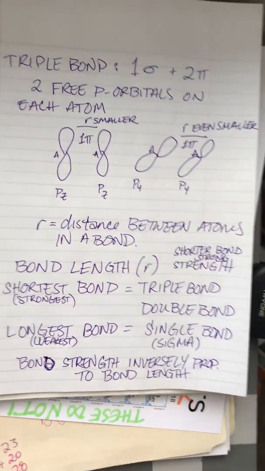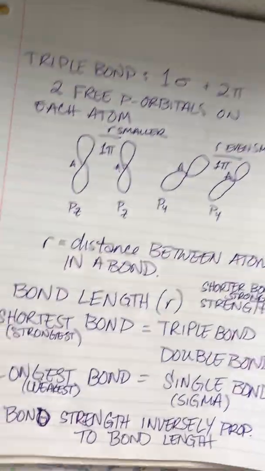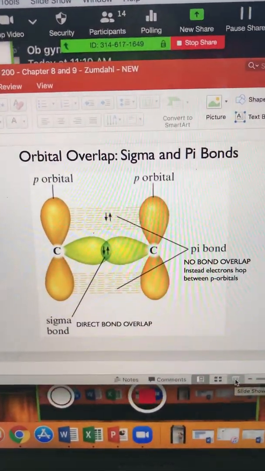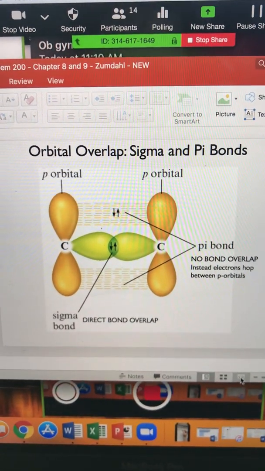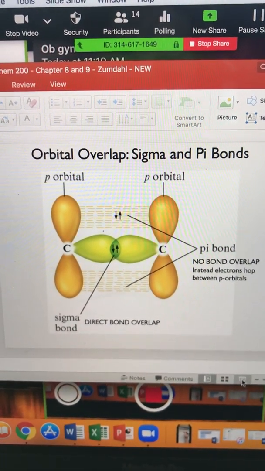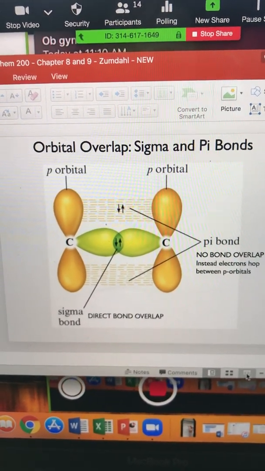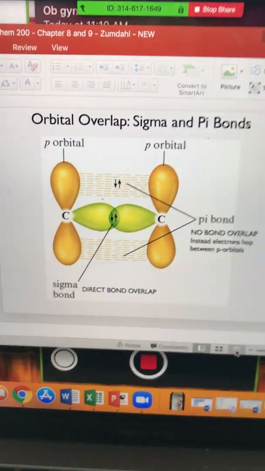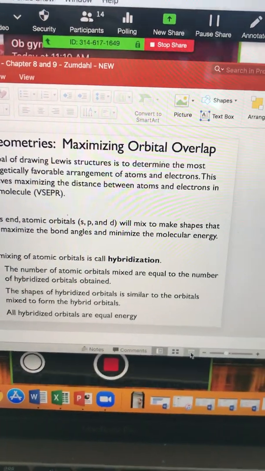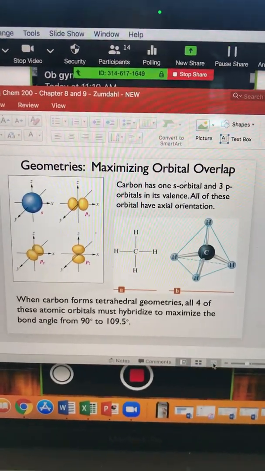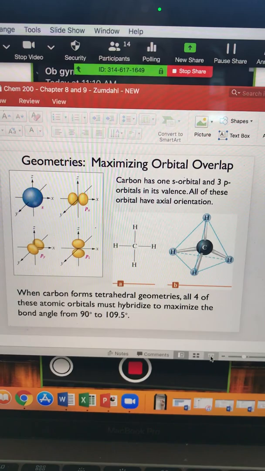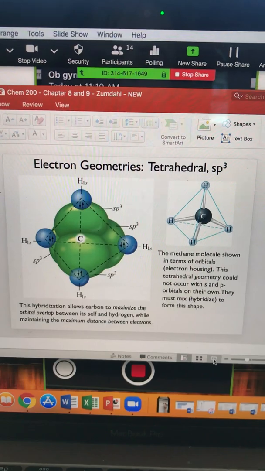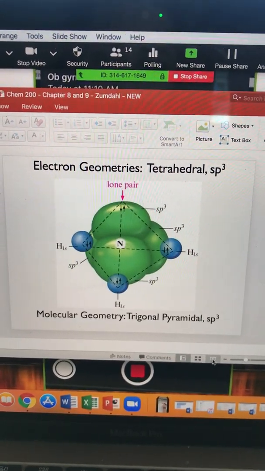Alright, I'm going to do something really weird here, but I'm going to show you the pictures of what I'm talking about. These are the pictures. And again, if you go through this area of the PowerPoint, there are lots of really pretty pictures. It shows you how all of these orbitals are being combined to make these new shapes.